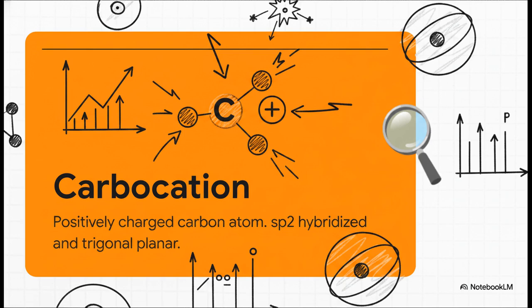By definition, a carbocation is just a positively charged carbon atom. It is highly reactive, sp2 hybridized, and sits in a perfectly flat, trigonal planar geometry. Just picture a flat triangle. Its intense instability and sheer desperation for electrons is the main driving force that pushes the whole reaction forward.